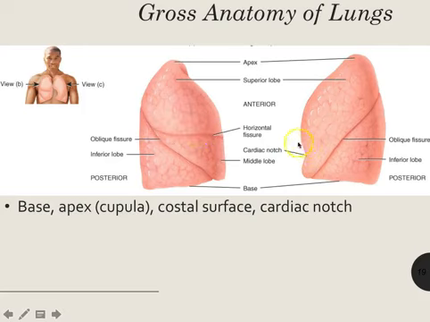Last bit, on the left-hand side, you have a little divot in the lungs. That's the cardiac notch. Remember, the heart sits at an angle in the chest cavity, so that notch is there for the heart.